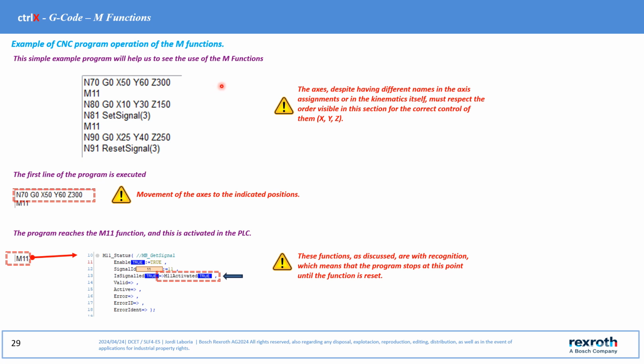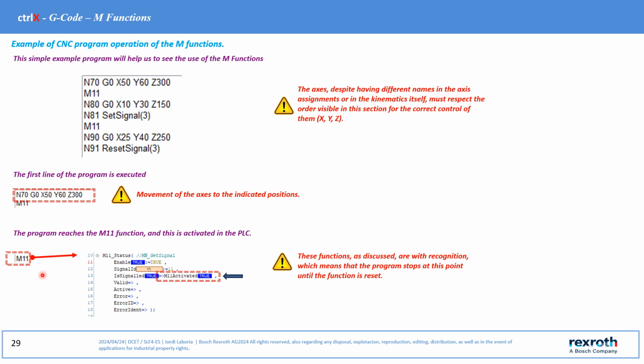Example of a simple program that will help us to see how to use the M functions. It is important to define the machine program, indicating that the axes must maintain the nomenclature assigned in the image, so that errors are not generated at the time of program configuration. Therefore, the axes must use the names in X, Y, Z format. In the first program line, the X, Y, Z axes move to the Z position. The program reaches the line that includes instruction M11 and stops.